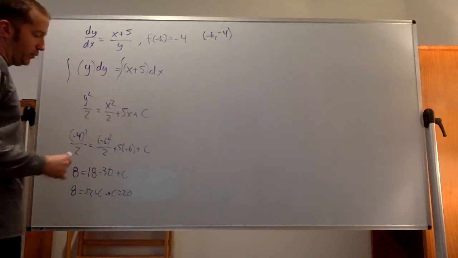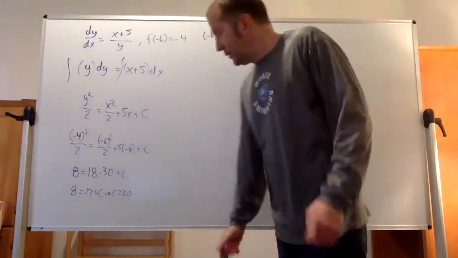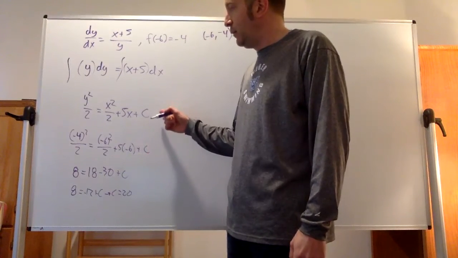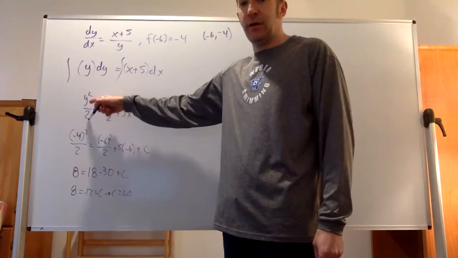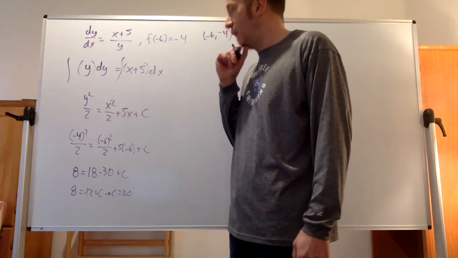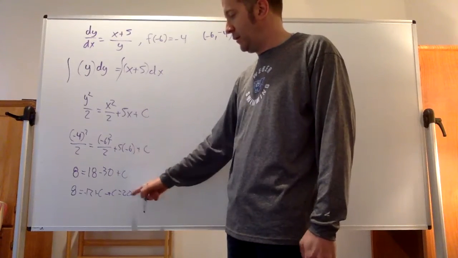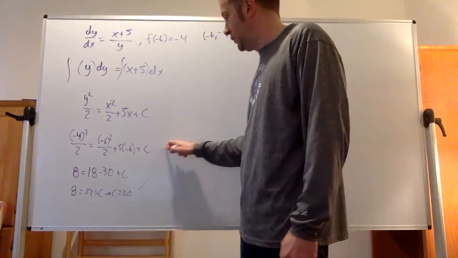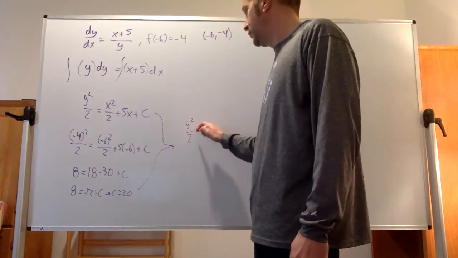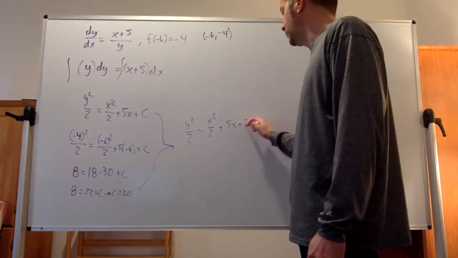I did this a little differently this time. In this one, it's probably going to be harder to solve for c if you do it after you solve for y, because when this is squared, it gets harder. So I didn't ever really find the general solution of this thing yet, but I found c right away. So now I can use this to say y squared over 2 equals x squared over 2 plus 5x plus 20.